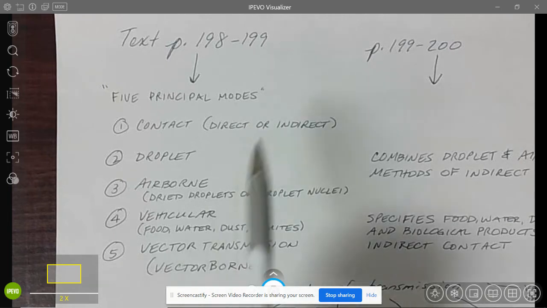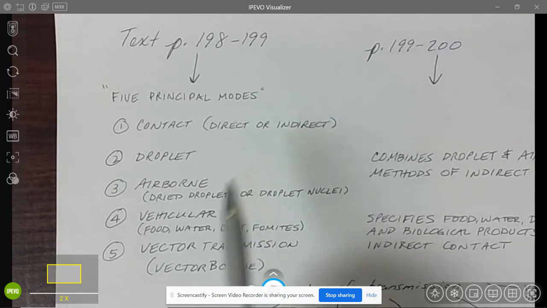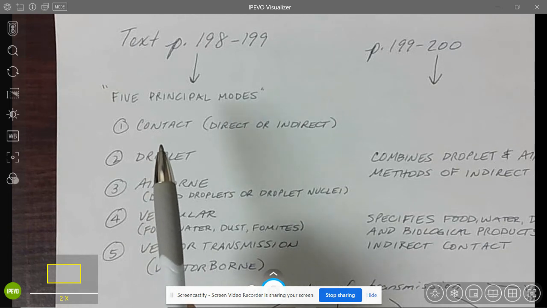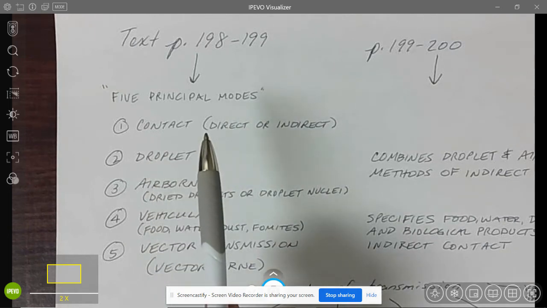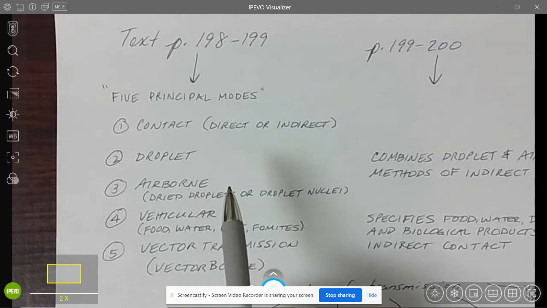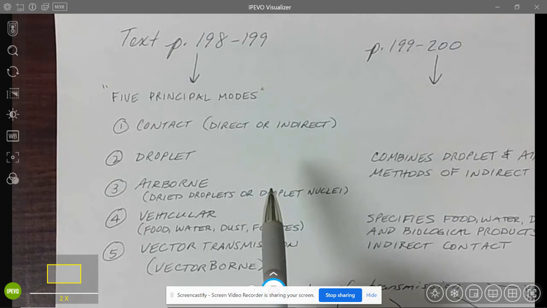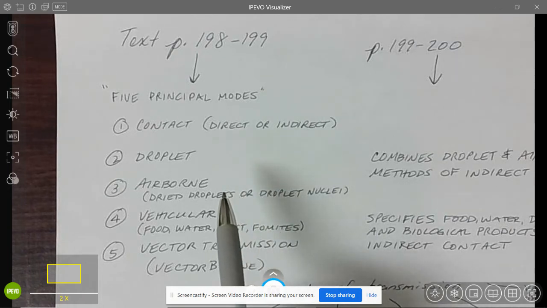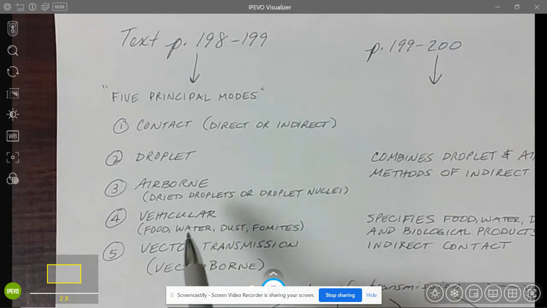Because if you start with the reading on page 198 that goes into 199, your book is outlining what it's calling 5 principal modes of transmission. They're saying 1 is contact, and that includes either direct or indirect. 2 is droplet. 3 is airborne, and they explain that those would be droplet nuclei. That's the same thing as saying a dried droplet. Vehicular, and they specify things such as food, water, dust, and fomites. That would be vehicles of the infectious agent.